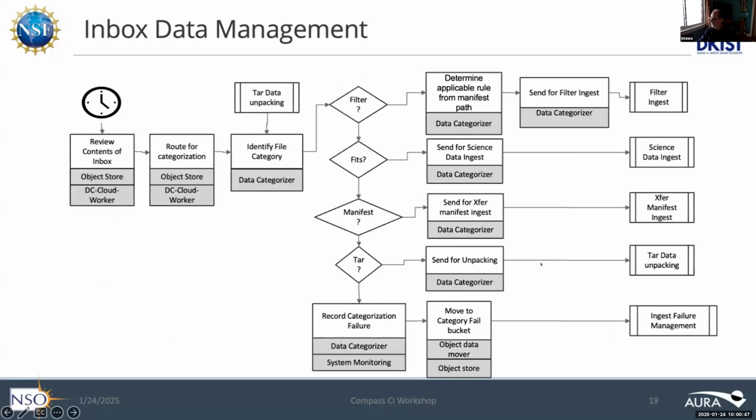This is sort of another slide that shows what we do. We route, we identify, and depending on whether it needs to be filtered, is it a FITS, is it a manifest, it goes to the right service, if you like, and we go from there.